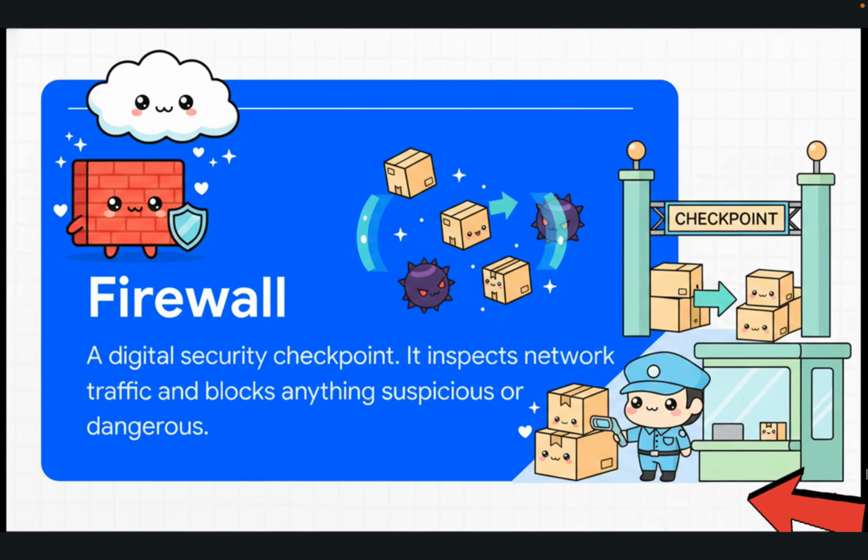Well, one of our first lines of defense is something called a firewall. The best way to think about it is like a security checkpoint for your network. It literally inspects all the incoming and outgoing packages and just blocks anything that looks suspicious or downright dangerous.